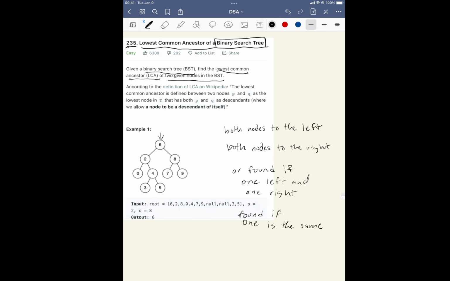So what if 2 and 4 were the nodes that I was trying to find the lowest common ancestor on? Well, I start at the root node. I start at 6, and I can find both of my nodes to the left. So I look to the left. And then I'm on the 2. Now one of my nodes is the same as my P or Q, so I found it, and it's node 2.